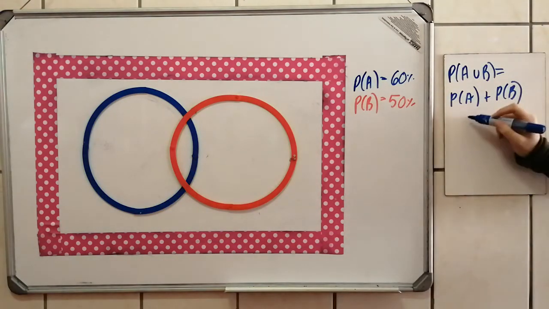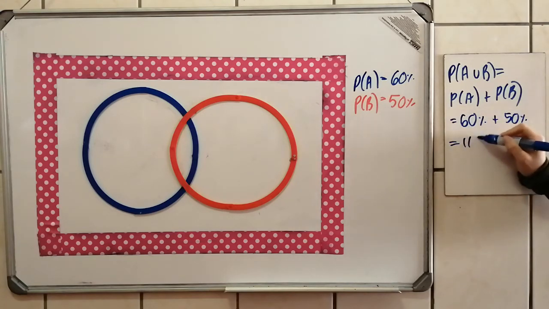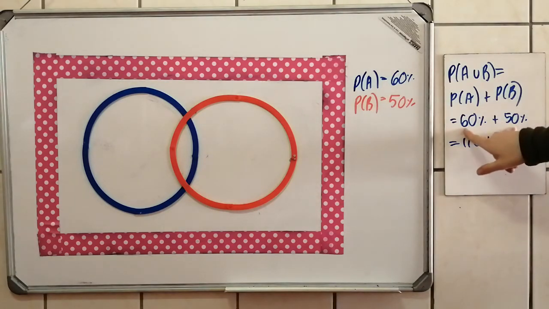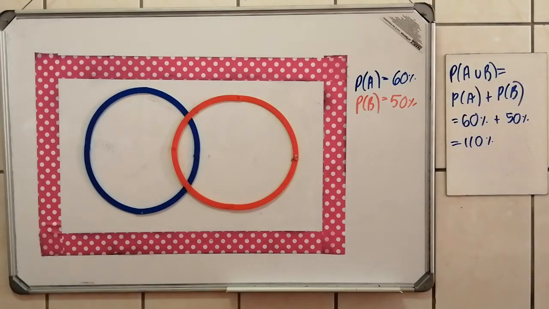And let's just work it out mathematically. If we've got 60% plus 50%, we end up with 110%. And that's impossible because my sample space is only 100%. So that just proves that they cannot be mutually exclusive. There has to be an overlapping because obviously I've added something twice. So these two events overlap, they've got an intersection, they're inclusive.